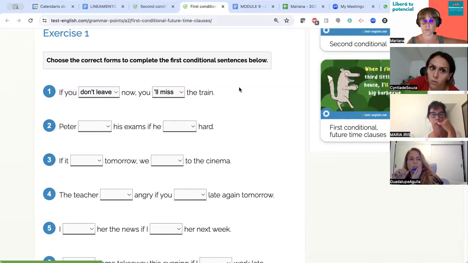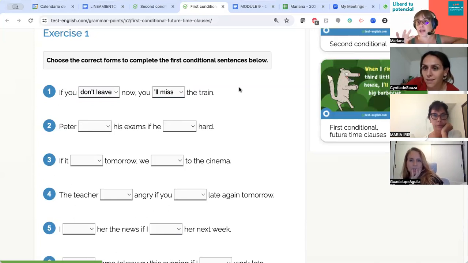Si no te vas ahora, tú perderás el tren. No, si no te vas ahora, perderás el tren. Podrías perder el tren, pero eso sería un caso imaginario.